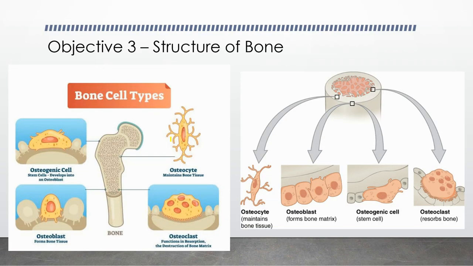All right, so once again, there you have your 4 different types of bone cells. Your osteogenic cells, or your precursors, are going to be your stem cells. They are going to produce your osteoblasts, which will mature into your osteocytes. And then your osteoclasts are going to be a bone breaker type of cell.